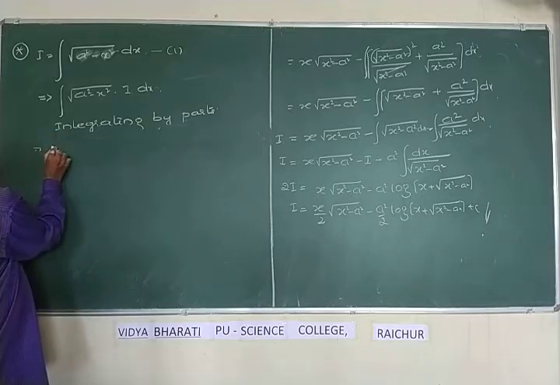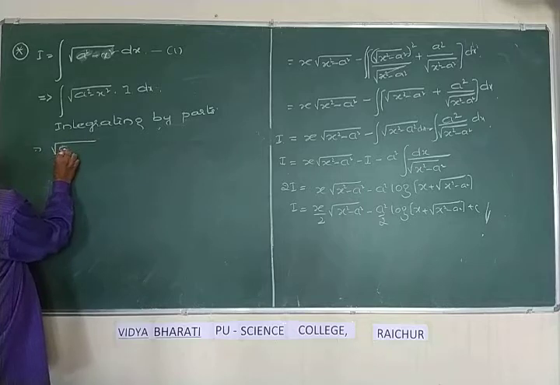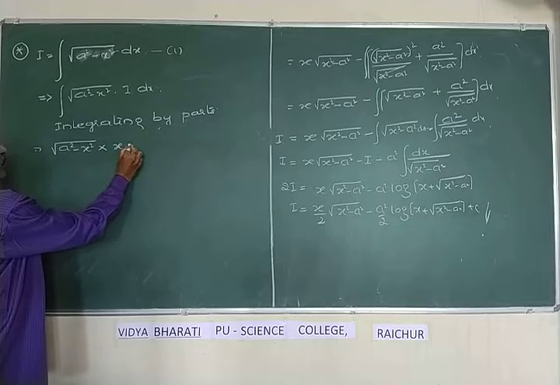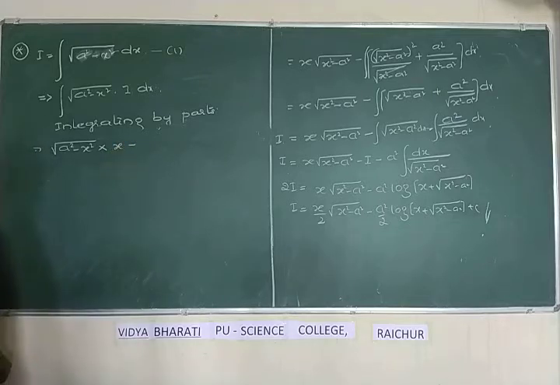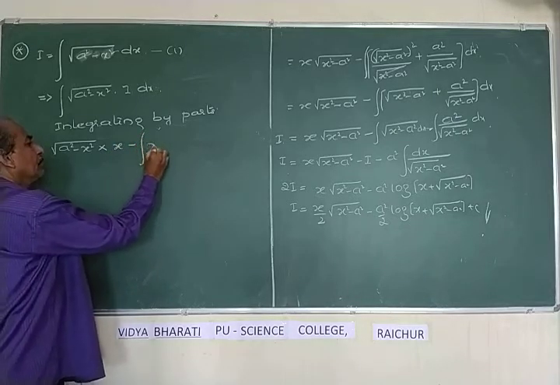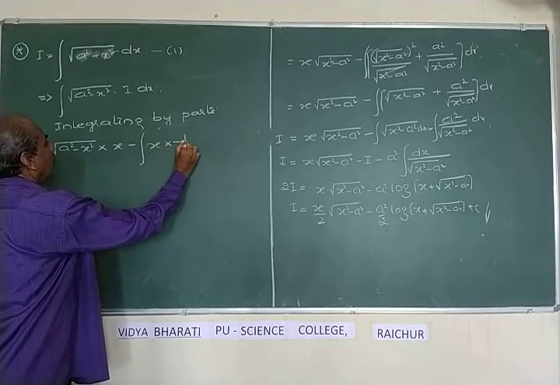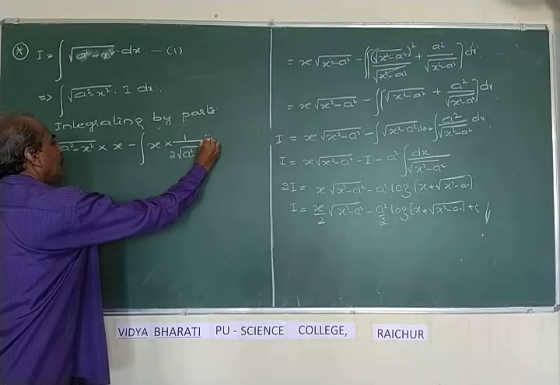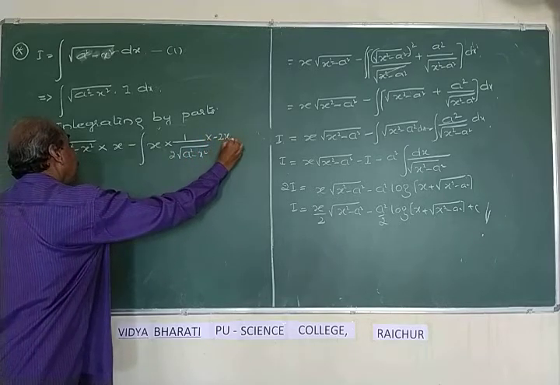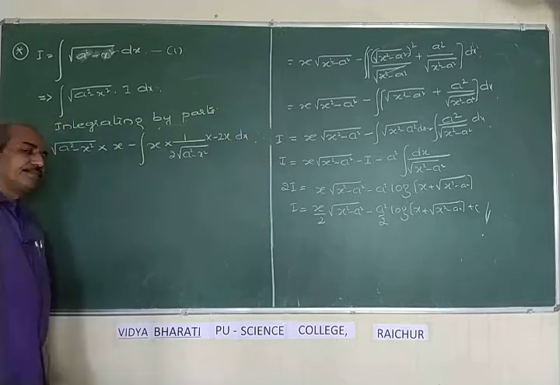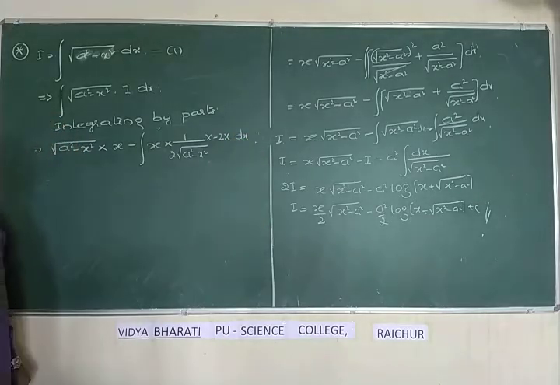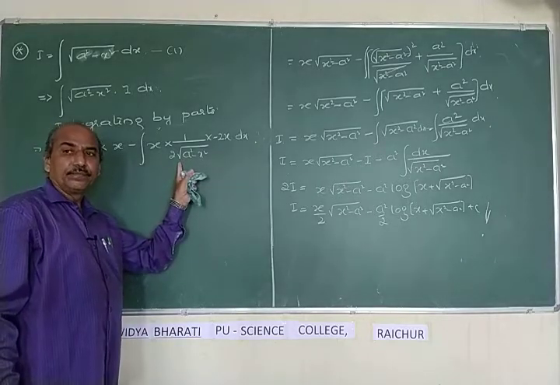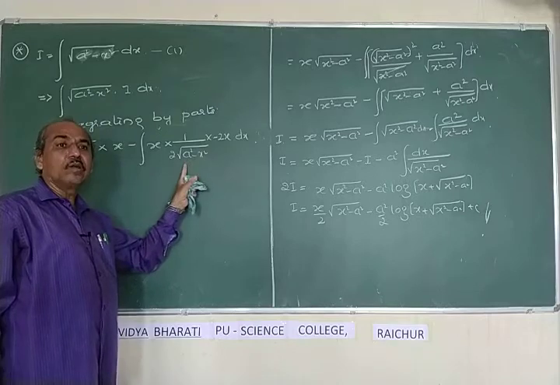So, which is equal to first function as it is, you write down a square minus x square, integration of 1 will be x minus the same thing, x into 1 by 2 into root of a square minus x square. Here this is very, very important. Why I took minus 2x here? Because derivative of a square is 0. Derivative of x square is 2x along with the sign.